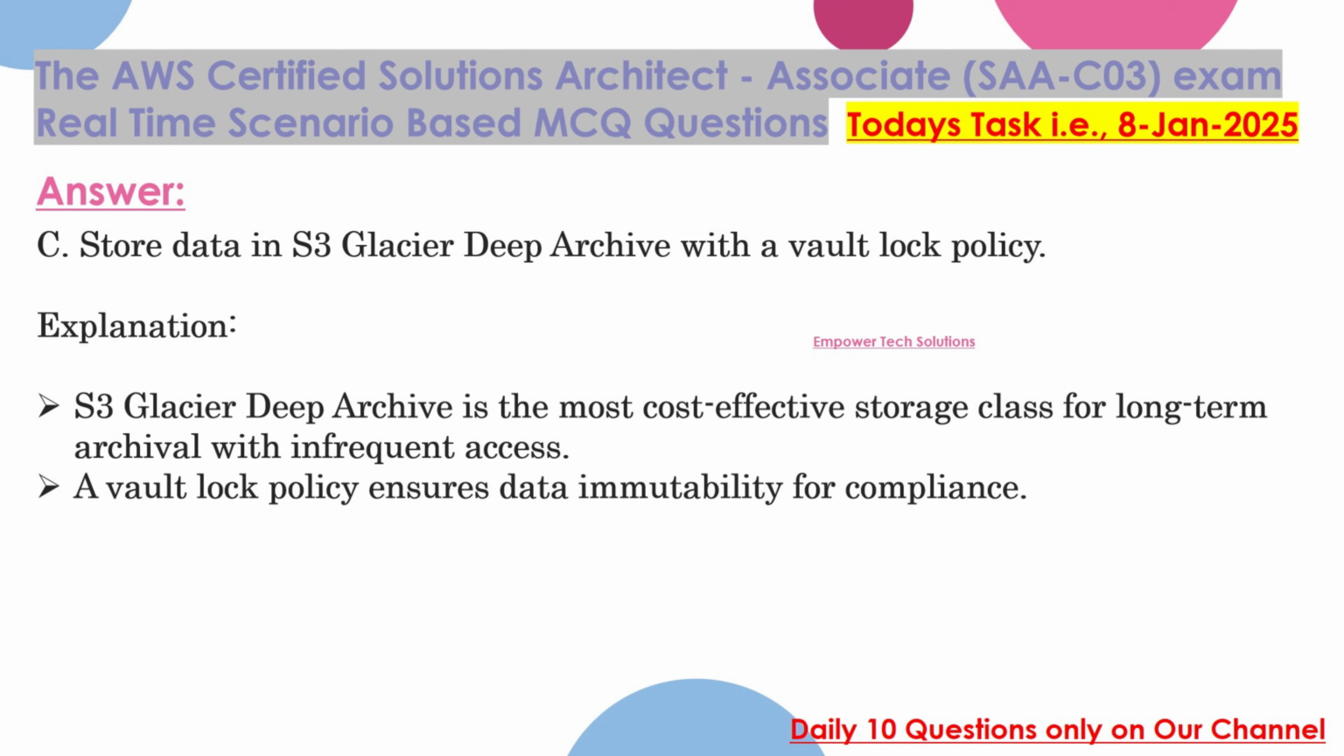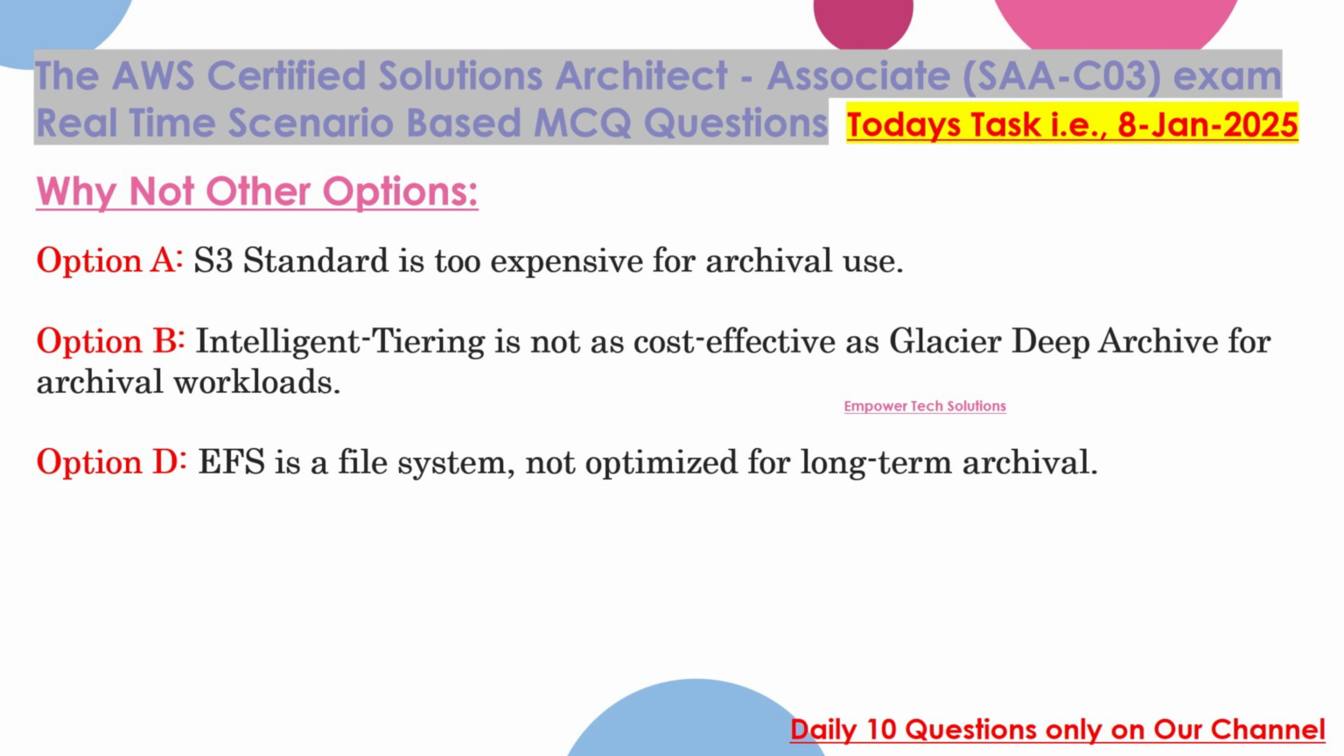Explanation: S3 Glacier Deep Archive is the most cost-effective storage class for long-term archival with infrequent access. A Vault Lock policy ensures data immutability for compliance. Why not other options? Option A, S3 Standard is too expensive for archival use. Option B, Intelligent-Tiering is not as cost-effective as Glacier Deep Archive for archival workloads. Option D, EFS is a file system, not optimized for long-term archival.